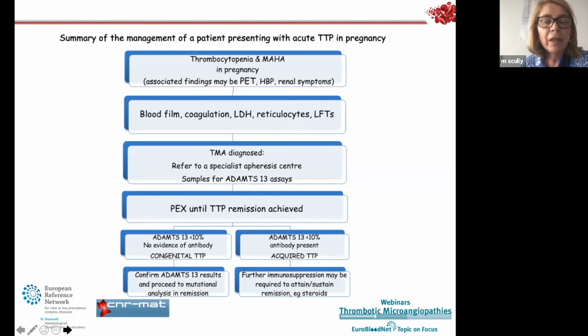So the ADAMTS13, if it's TTP, is likely to be less than 10 international units per deciliter. And that doesn't tell you one way or another whether it's congenital or immune-mediated disease. Congenital TTP is more likely to achieve remission quicker, but it isn't always the rule. They can actually become very, very unwell in pregnancy, and you wouldn't necessarily be able to diagnose this in real time. So further immunosuppressive therapy may certainly be required. And the best treatment at this point is steroids, which obviously are broken down by the placenta and don't affect the baby.